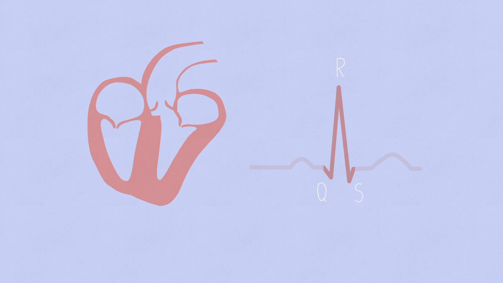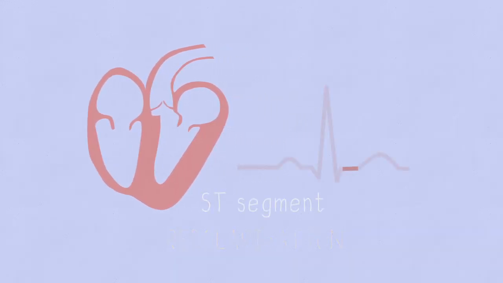Because the muscle mass of the ventricles is much larger than the atria, the ECG signal of the QRS complex is far larger than the P wave. After the contraction of the ventricles, the heart muscle must return to its resting electrical state, a process known as repolarization. This is shown as the flat ST segment and an upward T wave in an ECG.